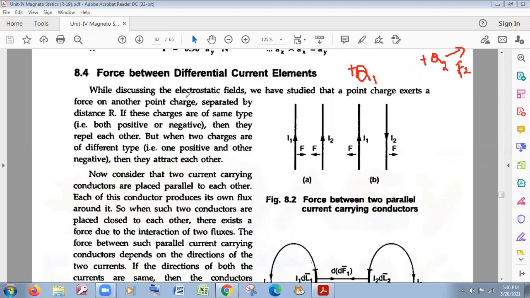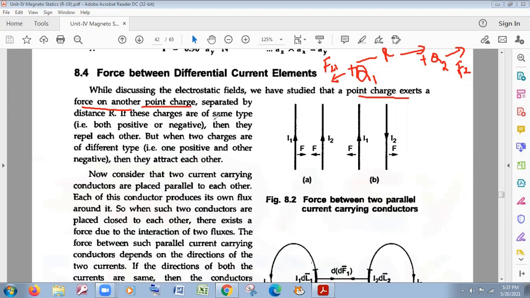While discussing electric fields, we studied that a point charge exerts a force on another point charge separated by a distance r. When there is already a q2 charge, we place q1 at a distance of r. The force is exerted on q1 due to q2. Either you can bring q2 or q1; there is a force exerted, separated by the distance r.